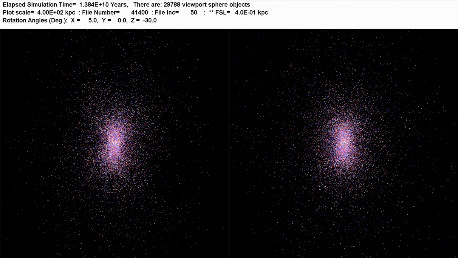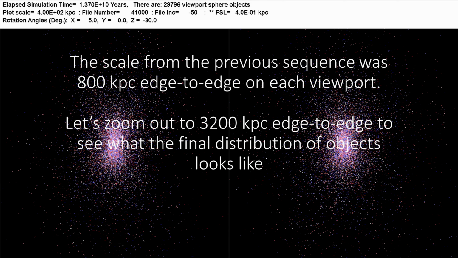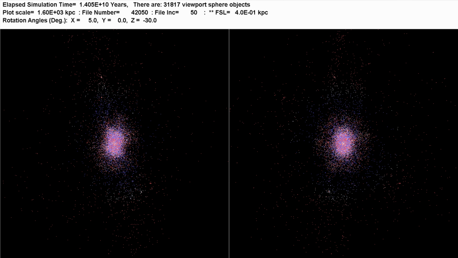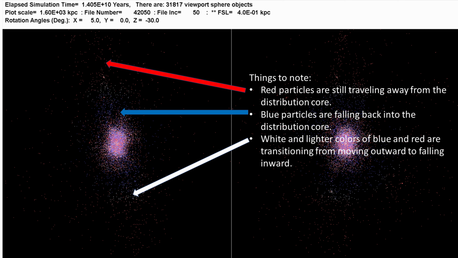The plot sequence we just watched had a scale of 800 kiloparsecs edge to edge. Let's zoom out to 3200 kiloparsecs edge to edge and see what the final distribution of particles looks like. I'd like at this time to point out some features of this particular view.